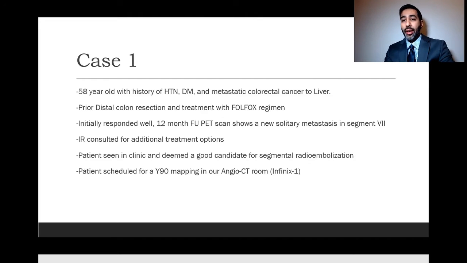Patient was seen in clinic. Very good performance status, ECOG 0, was deemed a good candidate for possible radioembolization. We would try to take a segmental approach. Patient was scheduled for Y90 mapping in our angio-CT room in Alphenix 1, which we've had for a couple of years now. Thing's amazing. Love it.